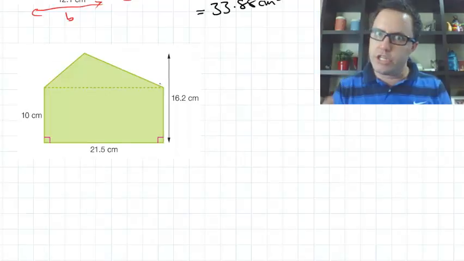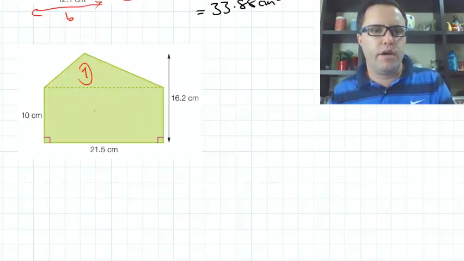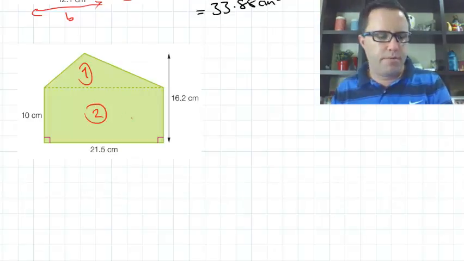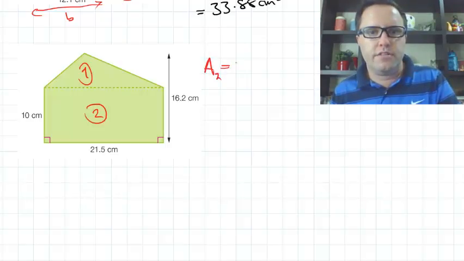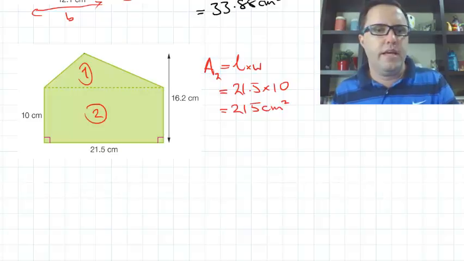So what do we do when there's a sort of a weird shape? We don't know the formula for the area of a house shape. So what we're going to do is, it's nicely divided here for us. We're going to call this area 1 and this piece area 2. We could break it up into little bits and pieces, working them out separately. Okay, so first let's work out area 2. So area 2 is a rectangle, so it's going to be length times width. And that is 21.5 times 10, which is 215 centimeters squared.